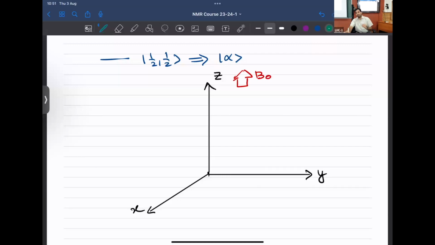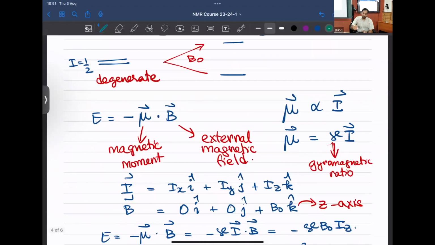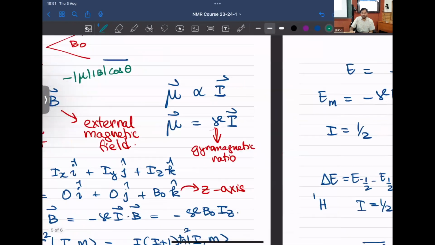Remember, whenever you have a bar magnet, what is the most stable configuration of the bar magnet with respect to Earth? Parallel or anti-parallel? Here the energy is minus mu dot B. What is minus mu dot B? It's going to be minus mod mu mod B cos theta, correct? Now, you want to have the lowest energy. So what should theta be? Should theta be 0, 45, 60, 90, 120, 135, or 180? It's 0. So what should be the orientation of the magnet with respect to the magnetic field? Yes, the most stable orientation is the parallel orientation.